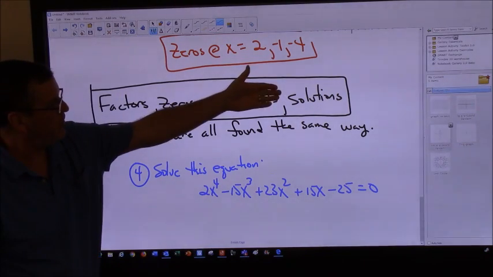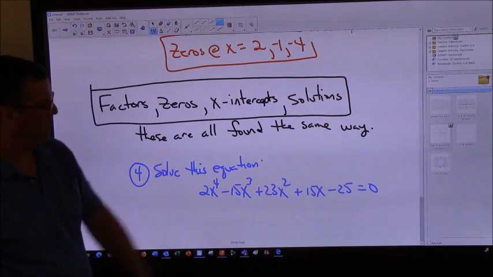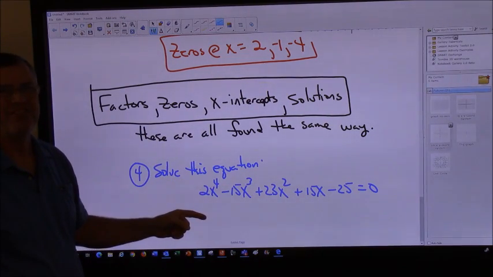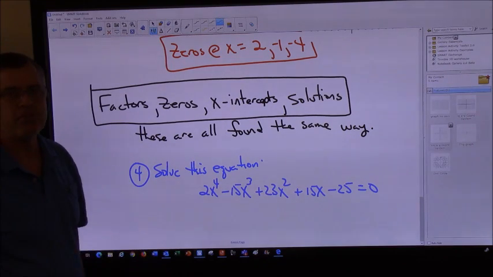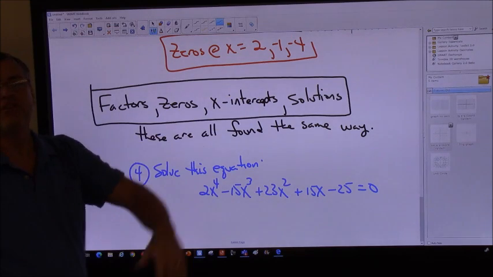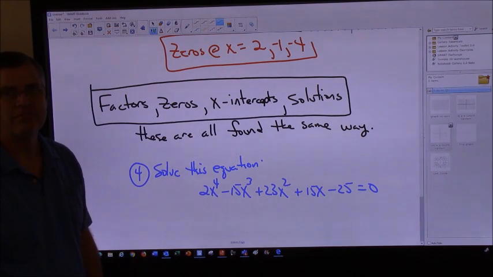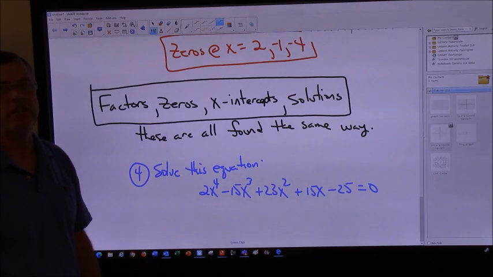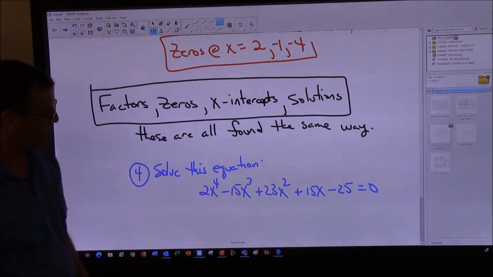If I'm trying to solve an equation, if I'm looking for solutions, then I'm going to do synthetic division, get the factors. When it's set equal to 0, I know I just take the opposite. Those are my zeros, my solutions. These are all the same. Okay? Technically, they're not exactly the same, but they're pretty darn close to the same. Okay? You guys go ahead and try this one.